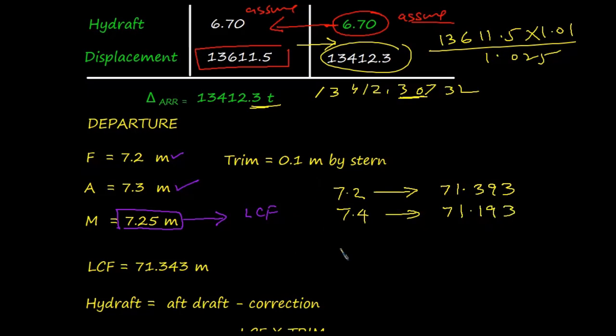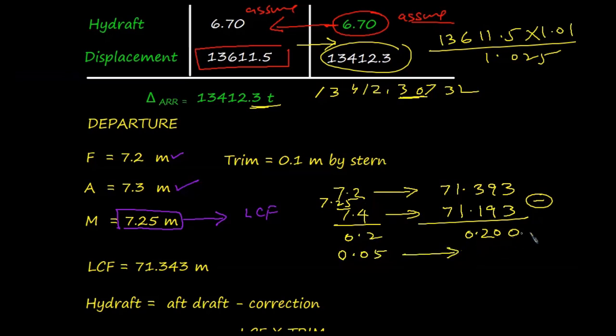This is rough work, or you can call it fair work also. And you need to find the value at 7.25, right? Yes. So 0.2 difference is how much? And by the way, it is decreasing. Yes, sir. 0.2. So the difference is 0.2, and we need 0.05, right? What will be the value?